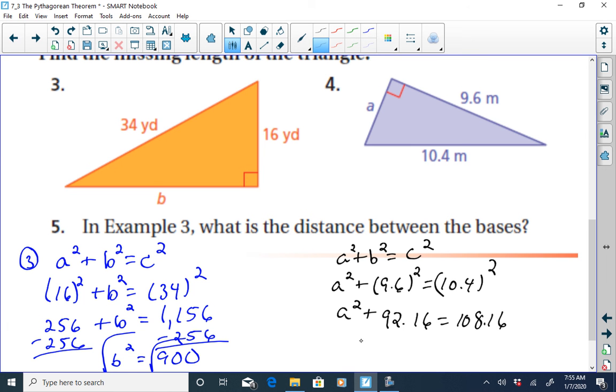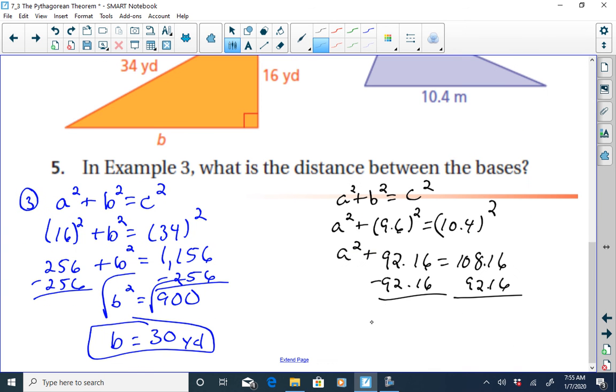I want to solve for a, so we'll start by subtracting 92.16 from both sides of that equation. That's going to give me 0 here. So I'm left with a squared equal to 16. Then we take the square root of both sides of that equation. A is going to be equal to 4, and those are meters.